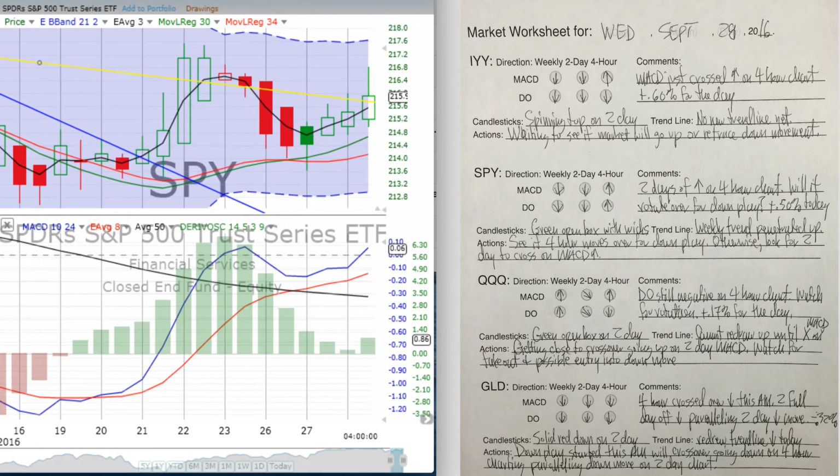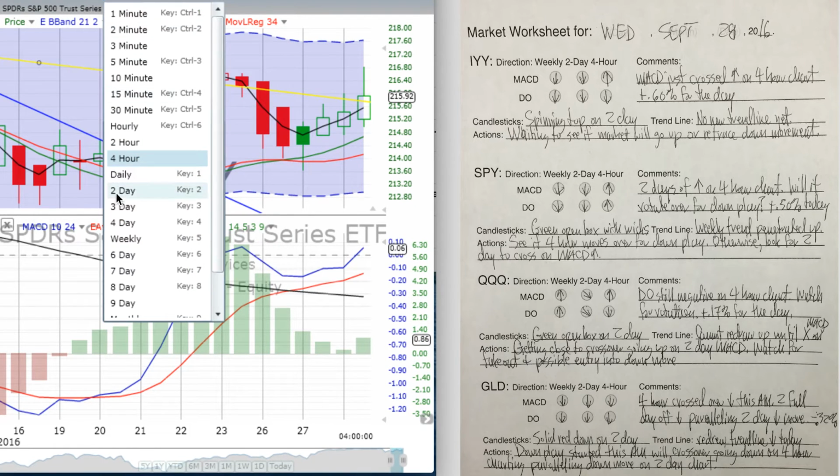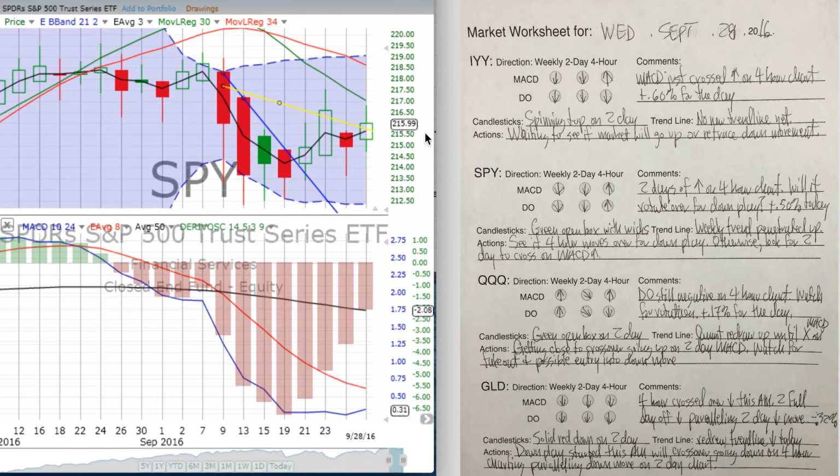Now we're going to go to the S&P 500, SPY. What do we see going on there? Well, again, we're currently in a confirmed down move on the MACD and the derivative oscillator on the weekly chart. We're also looking at the 2-day chart now. It's also down on both the derivative oscillator and the MACD, crossed over going down all the way back on the 24th of August. What's going on the 4-hour chart?